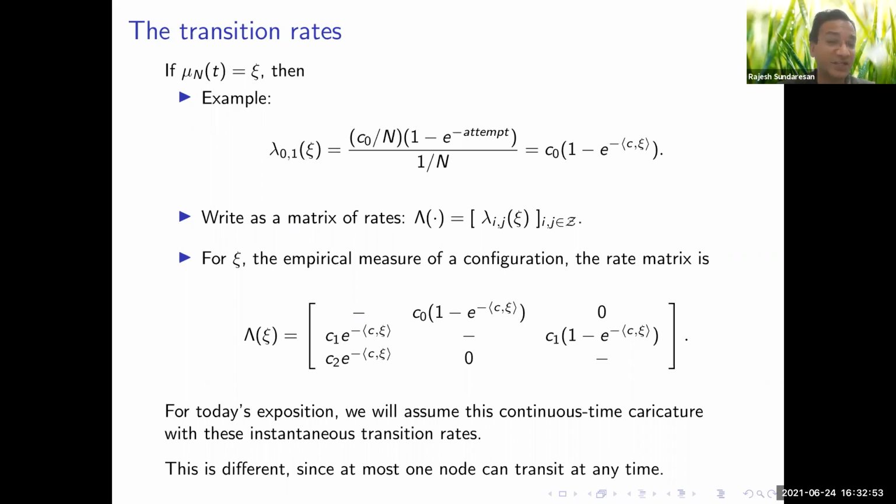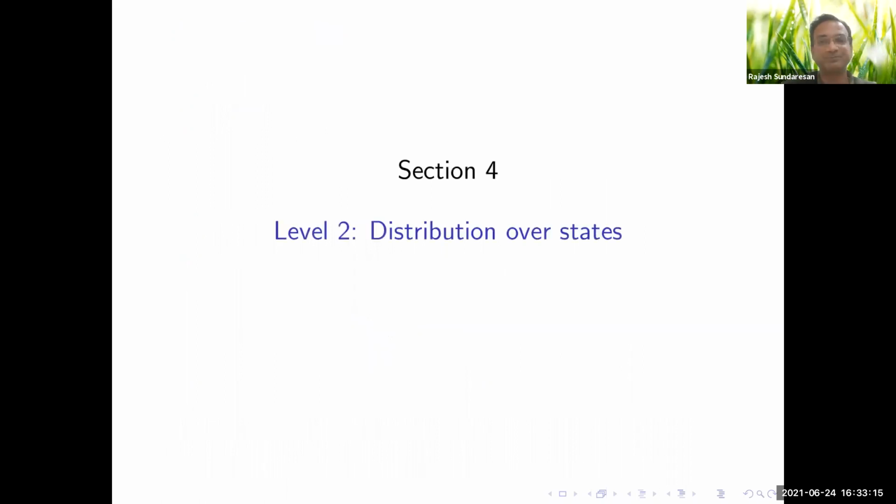So we do have multiple transitions at certain instances in the discrete time system. But in the continuous time system, if we pass to this particular rate system, then you actually don't see these multiple transitions of going up, which are the failed transmissions. Nevertheless, one can analyze this and one can show that the two systems are close to each other in terms of the limit laws. So I will focus on this particular system. I'll now try to describe a level 2 fixed point, and that's at the level of distribution over states.